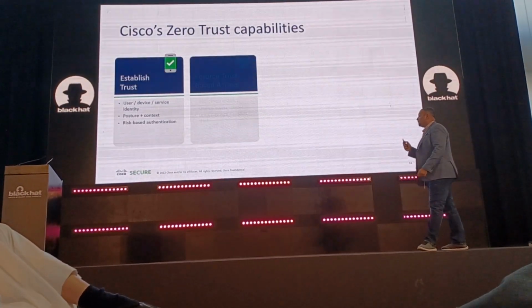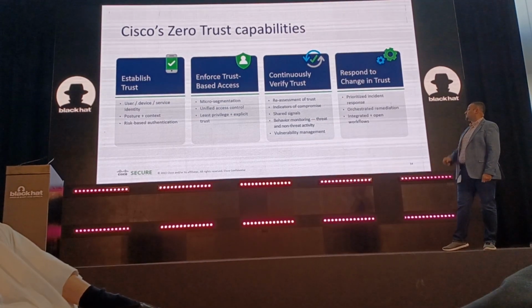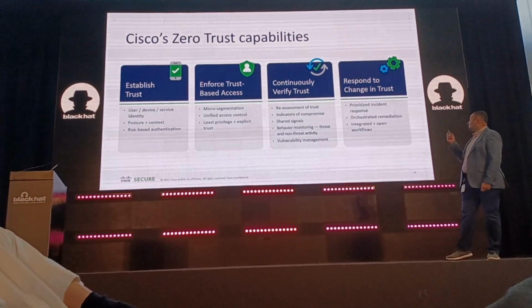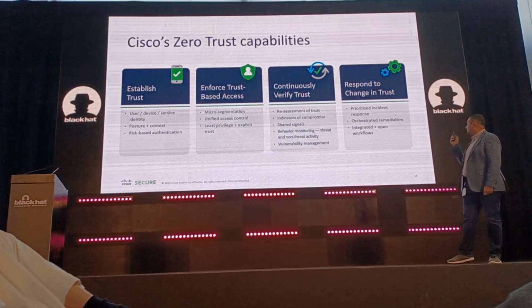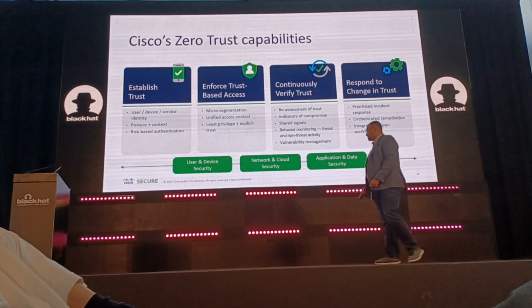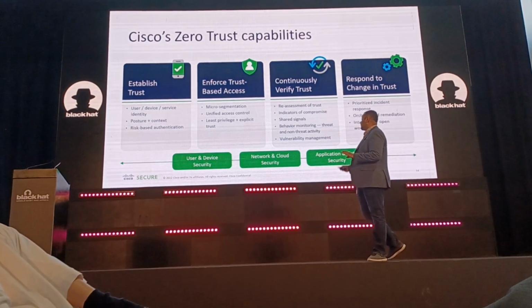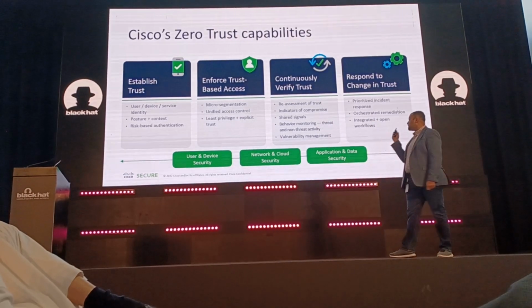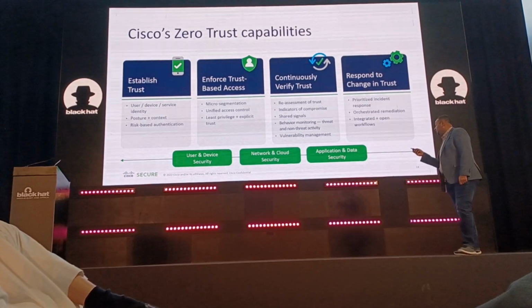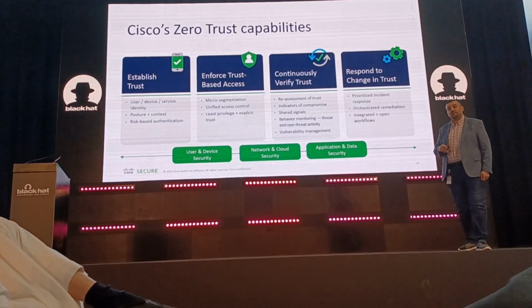So if we need to recap, we can go with established trust, enforce trust-based access, continuously verify the trust, and the last thing, respond to a change in trust. As I said, it can be extended or implemented across users, devices, network, application, and data, whether on-premise or cloud.